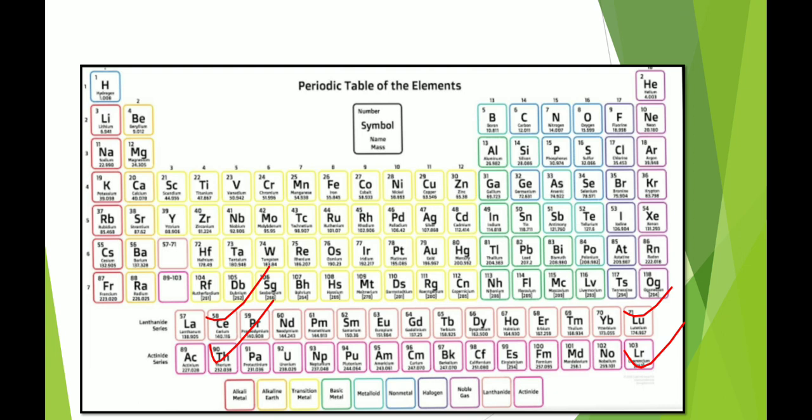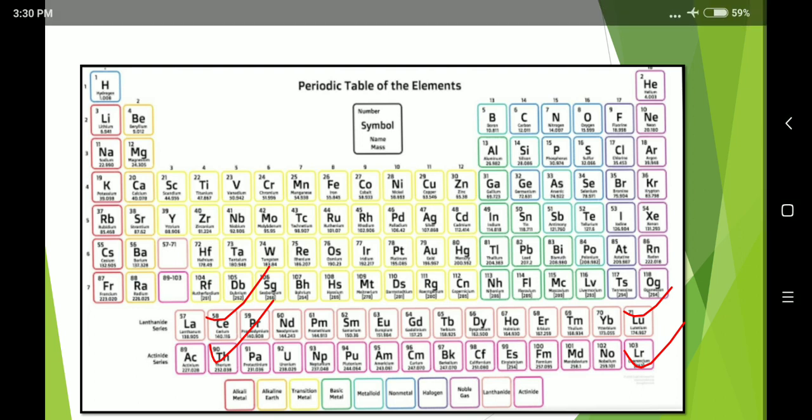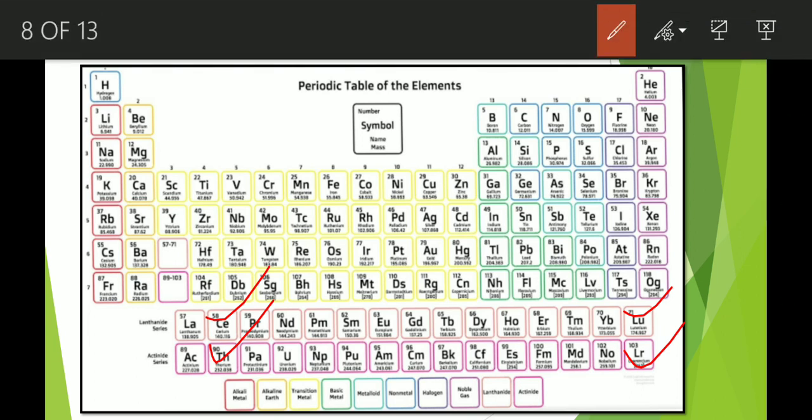Now, the elements present in group 1 are known as alkali metals. Why are they called alkali metals? Because when these elements react with water, they form alkalis. What are alkalis? Alkalis are the bases which are soluble in water. So as they form alkalis, these elements which are present in group 1 are called alkali metals.